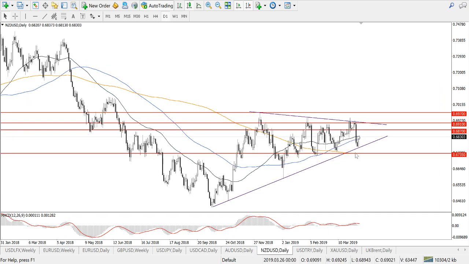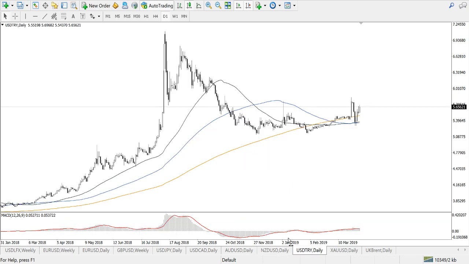The New Zealand dollar managed to get up from the support line and formed a bullish engulfing pattern here, and the recovery will meet resistance in the area of 0.6870 and 0.6910. Another interesting situation is with the Turkish lira.